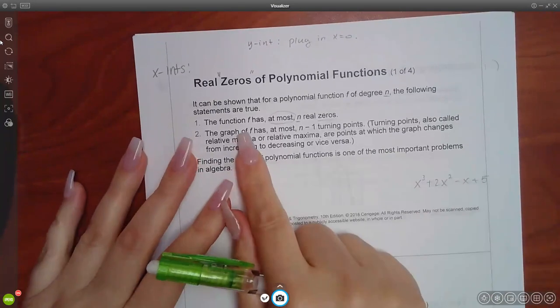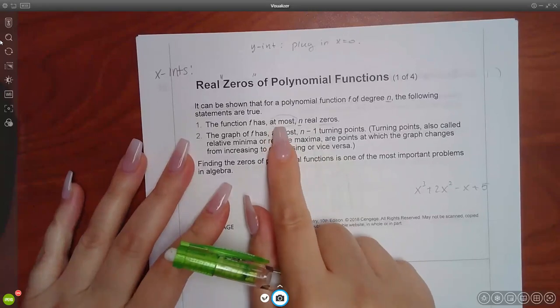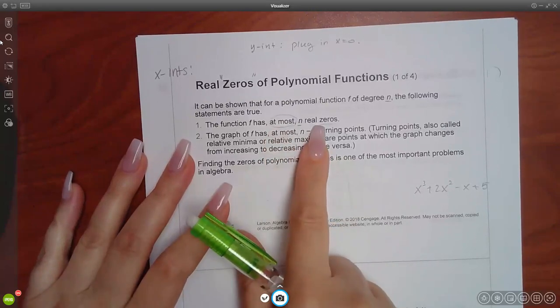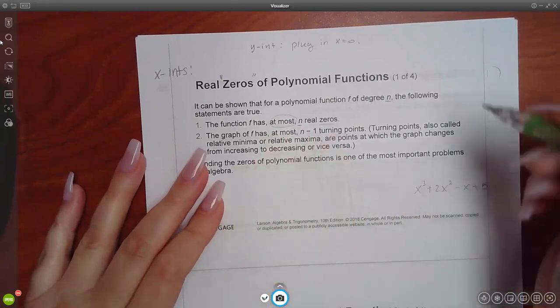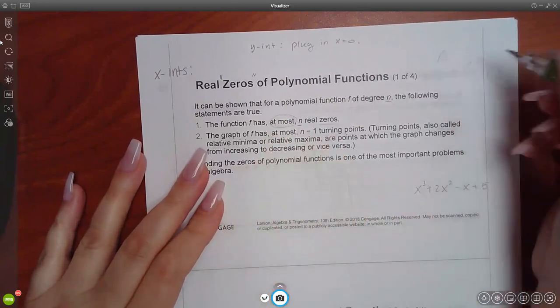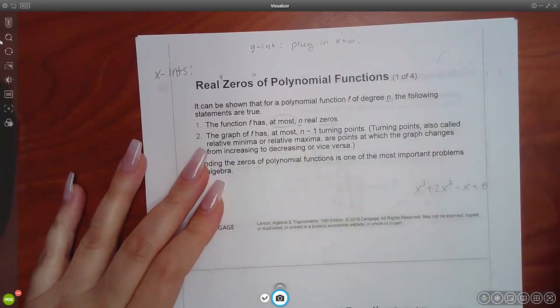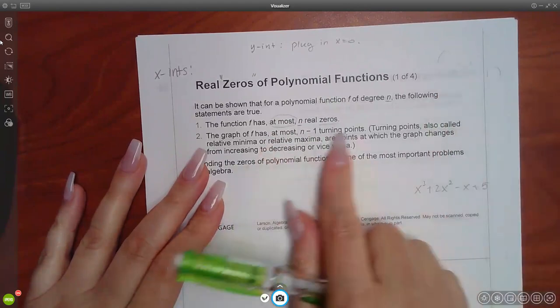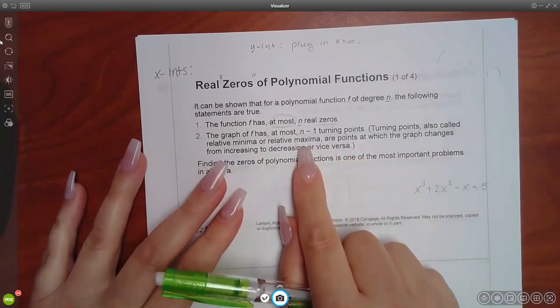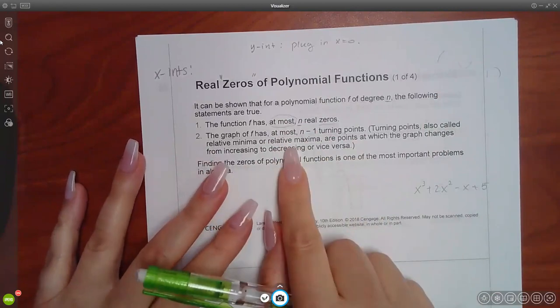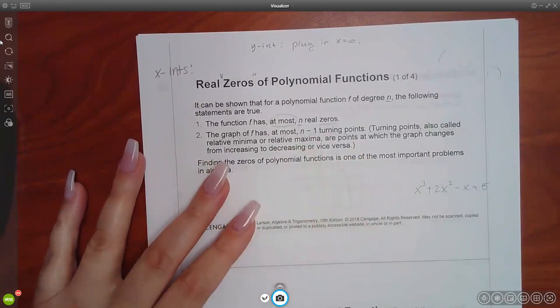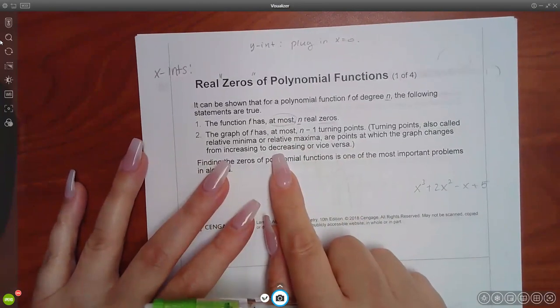So other than knowing the maximum number of intercepts that I'll have, I also can tell you how many times the little graph is going to turn over. How many times is it going to do these little minimums and maximums? What I don't know yet is whether they are minimums or maximums. That all depends on what the graph is doing, and once we get further, you'll be able to see this.